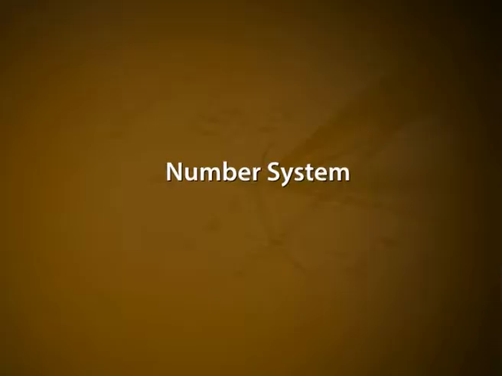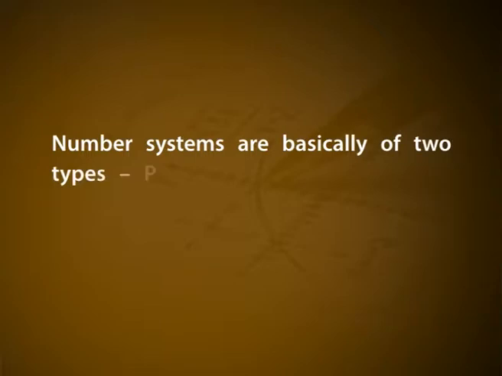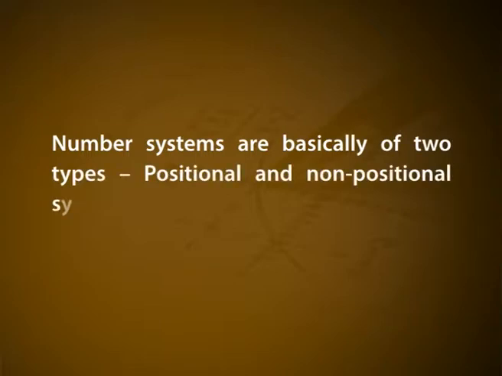Number system. A number system or numeral system is a writing system for expressing numerals and a mathematical notation for representing numbers of a given set using symbols in a consistent manner. Number systems are basically of two types, positional and non-positional systems. In the non-positional number system, each symbol represents the same value regardless of its position in a number, and the symbols are simply added to find out the value of a particular number.